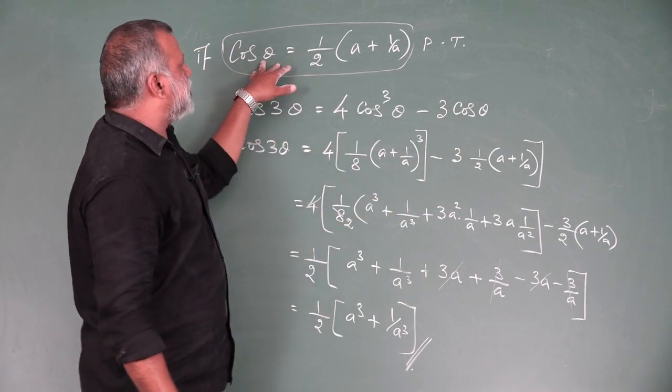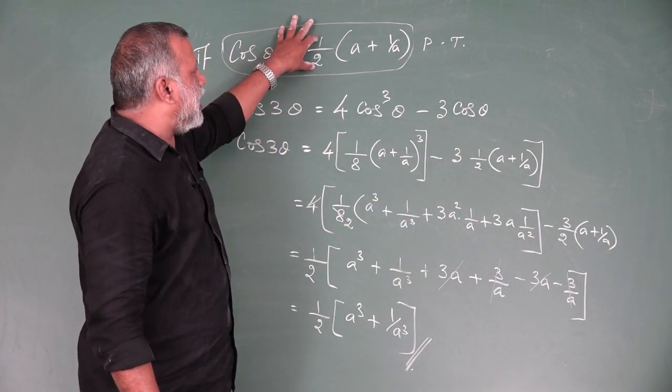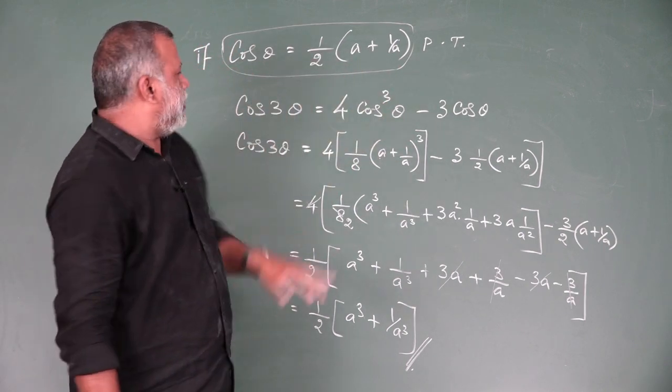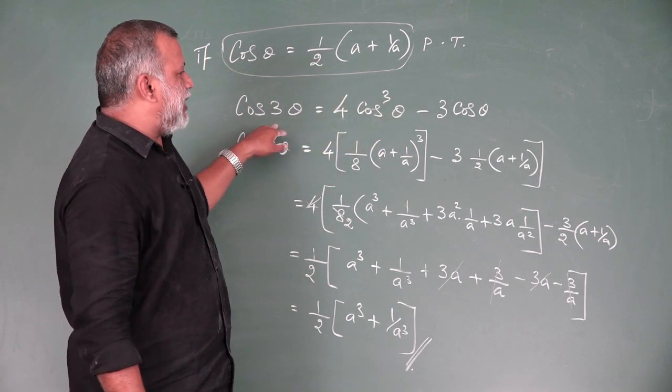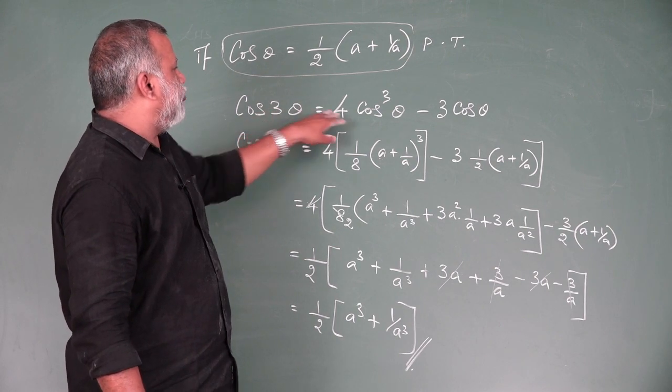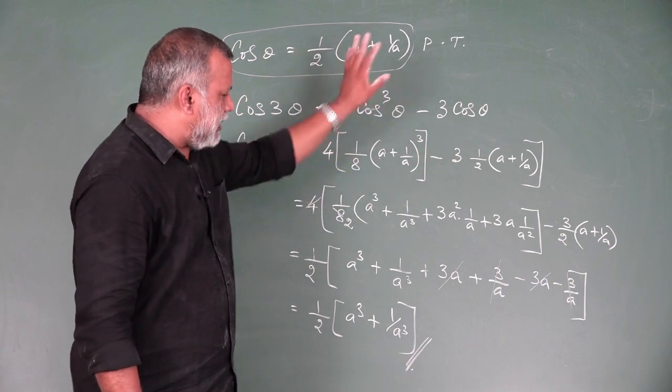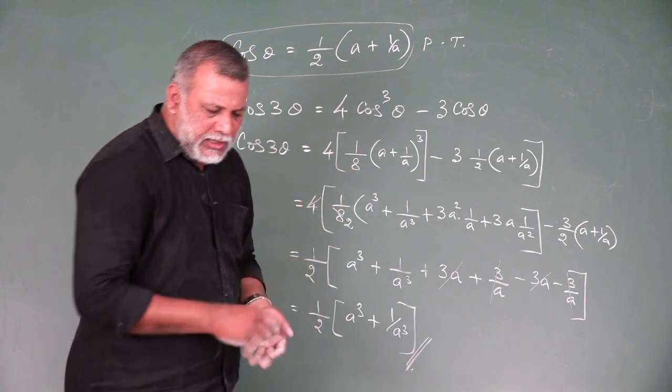So the given data is cos theta, which is half of a plus 1 by a. Then we need cos 3 theta. So use the multiple angle identity of cos 3 theta: 4 cos cube theta minus 3 cos theta. Just substitute the data, expand, and you can get the result.